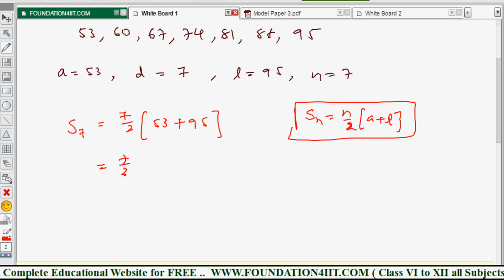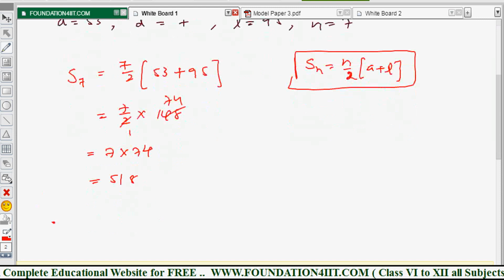So that is 7 by 2 into (53 plus 95), which is 148. Okay, 7 into 74, cancel this, 2 ones are 74, that is 518. Therefore, the sum of all these 7 terms is 518.